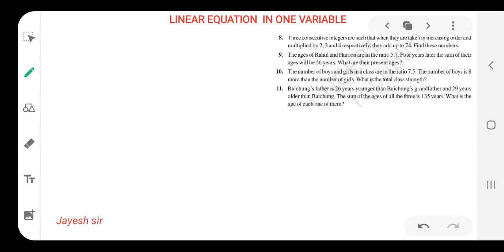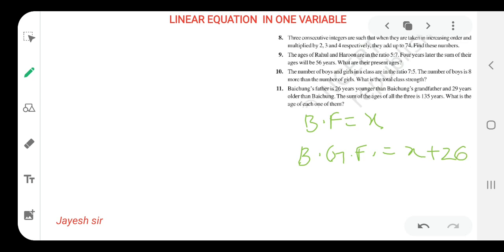I am writing BF, that means Baichung's father, is x years old. And Baichung's grandfather is 26 years older, since Baichung's father is 26 years younger than Baichung's grandfather. That means his grandfather would have a value of 26 years more than Baichung's father. So we can write x plus 26 as Baichung's grandfather.